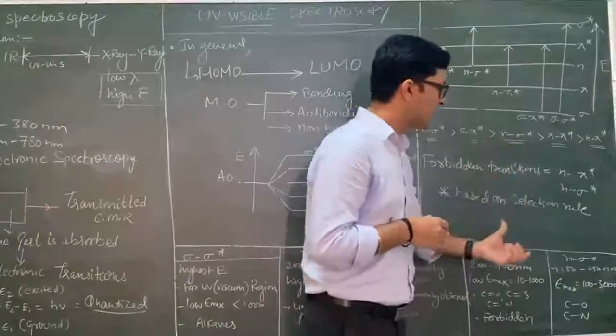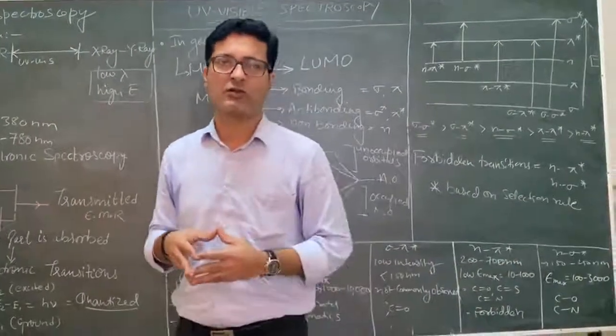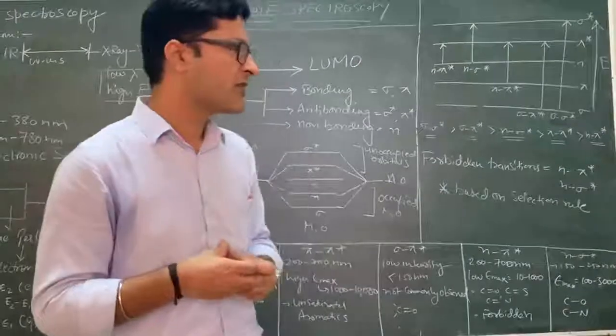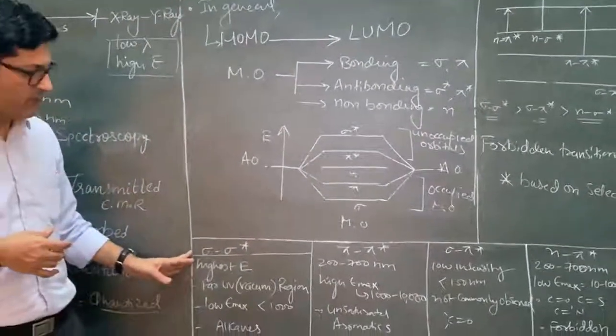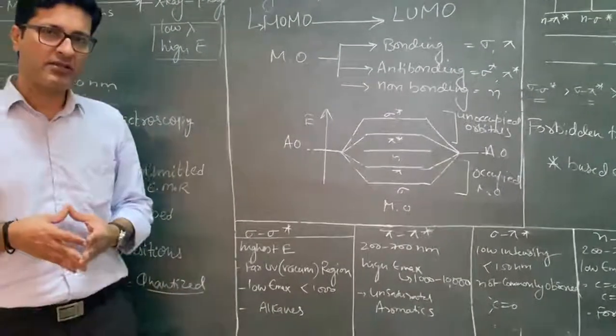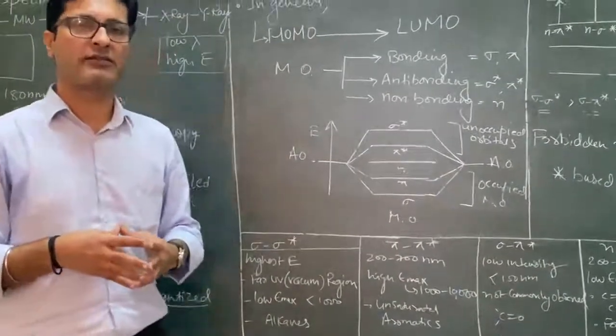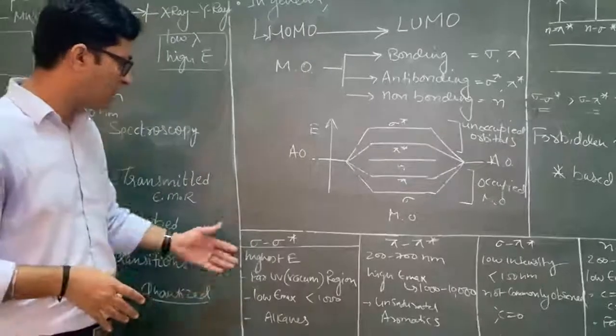So now let's have a one by one discussion over all these five types of transitions. The first one is the sigma to sigma star transition. Now the sigma to sigma star transition, as we discussed earlier, is the highest energy transition.